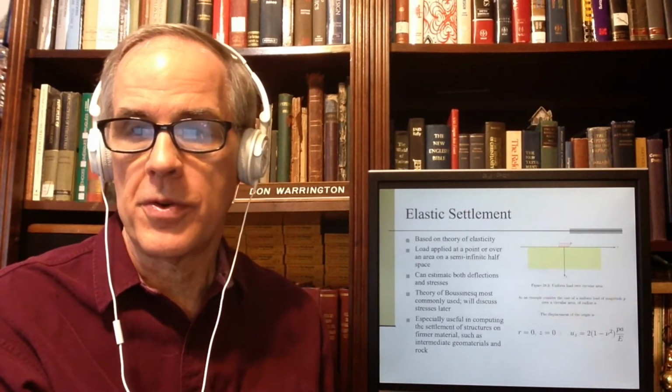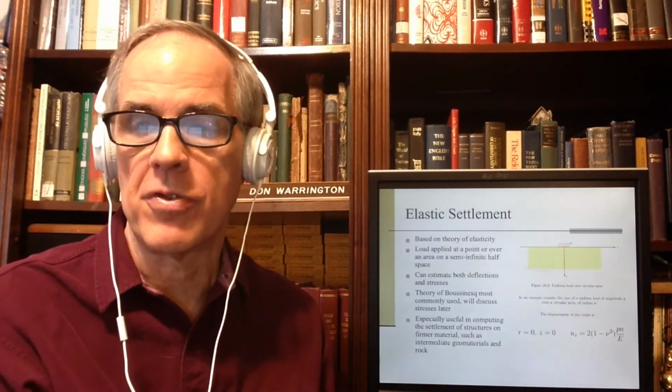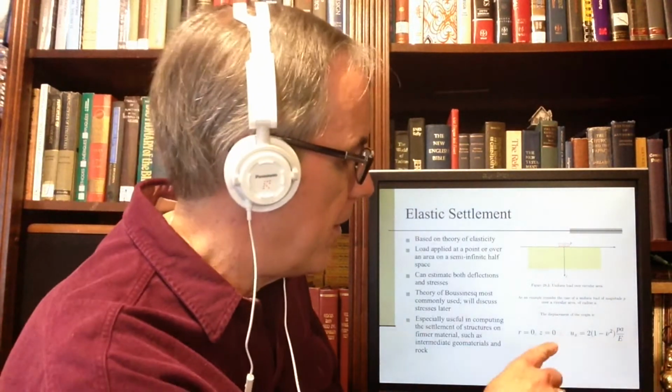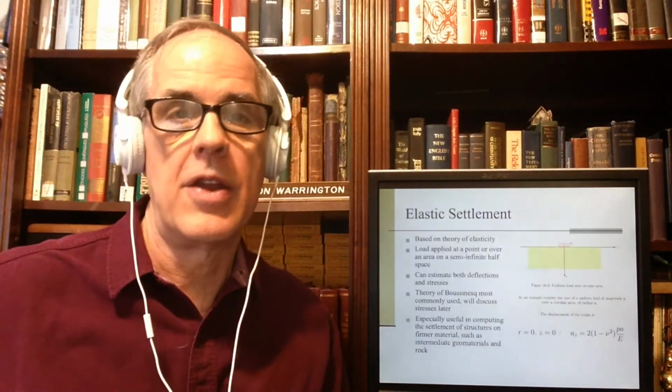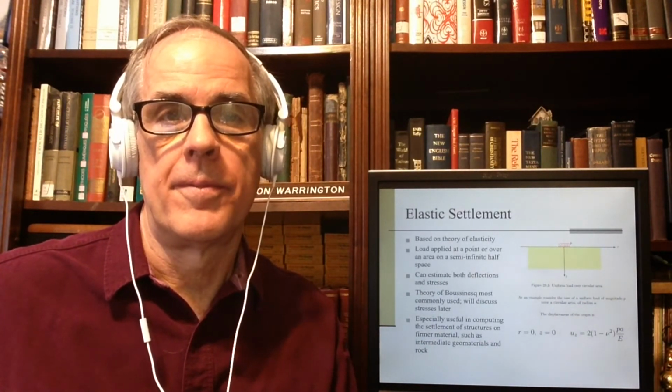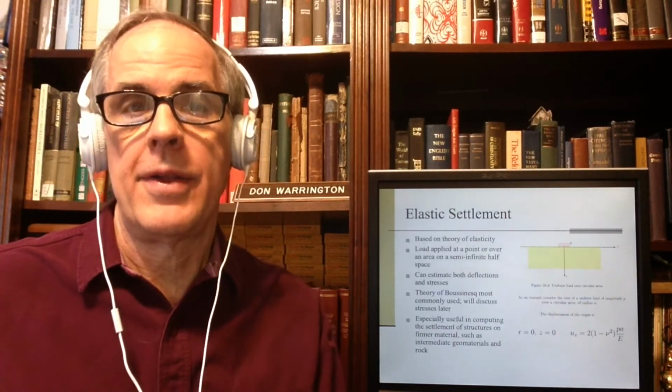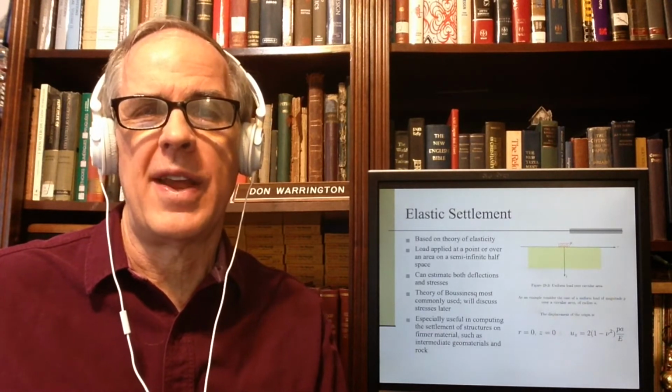We will assume a flexible foundation, and we get this deflection at the center of the foundation, where P is the uniform load, A is the radius, and E is the modulus of elasticity of the soil under it, and of course nu is Poisson's ratio. We can estimate the elastic settlement. Well, now you ask, how useful is that really?